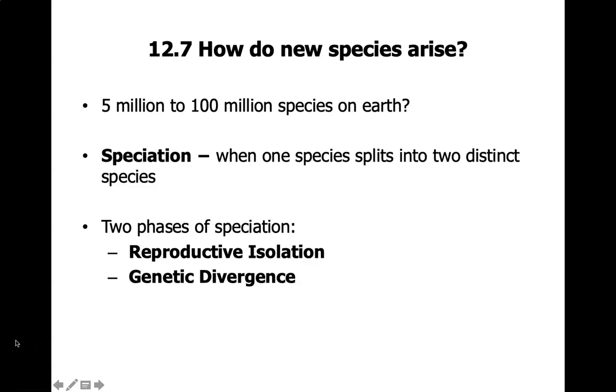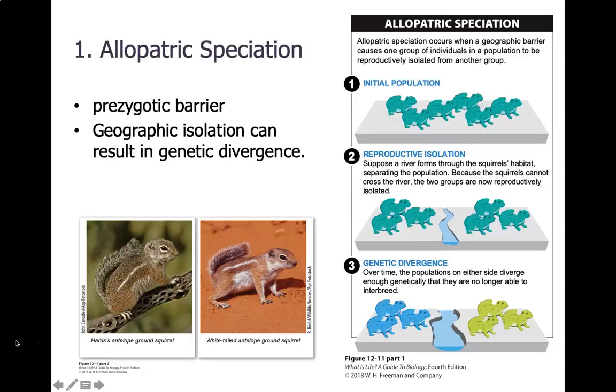So let's talk about the first phase, the reproductive isolation. So reproductive isolation occurs in two major ways. The first one is called allopatric speciation. Patric meaning country, like patriotic, allo meaning different. So this term allopatric means that two groups are isolated, their populations are isolated from one another. Now usually this is a geographic barrier. So essentially we're saying they're in two different countries or two different regions.